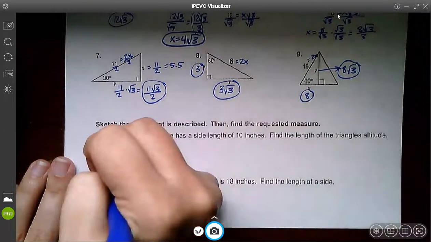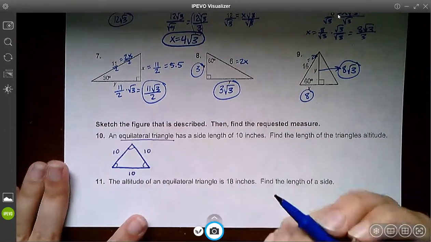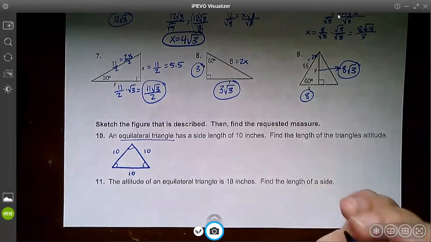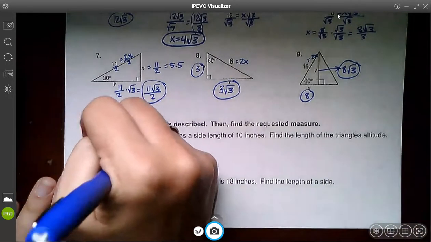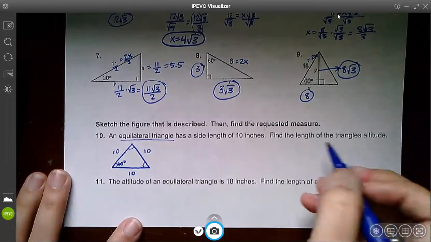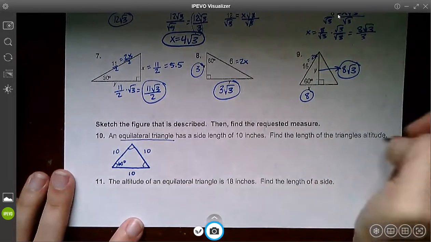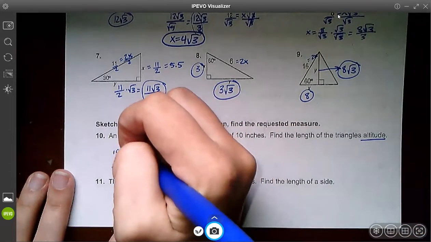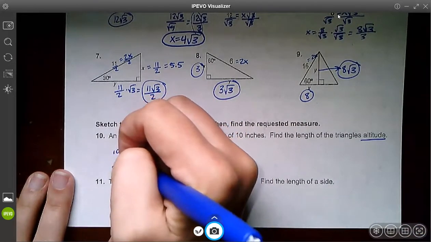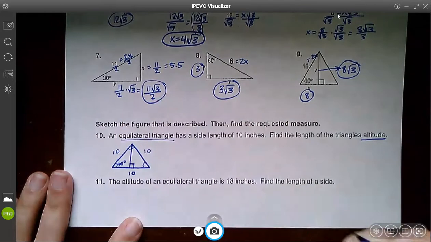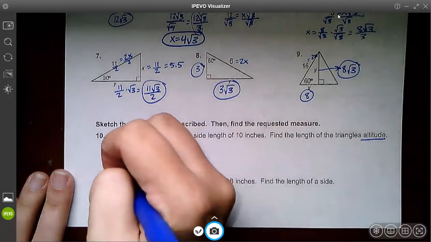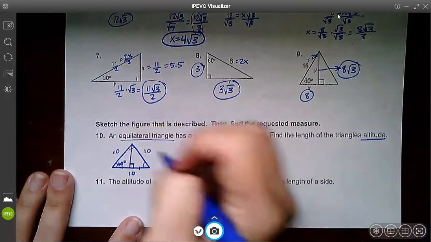If all 3 angles are congruent, remember the sum of the angles in a triangle is 180 degrees. So 180 divided by 3, all of these are 60-degree angles. It says find the length of the triangle's altitude. Altitude is a perpendicular from the vertex to the opposite side. Because this is an equilateral triangle, it drops that perpendicular and it becomes a bisector.